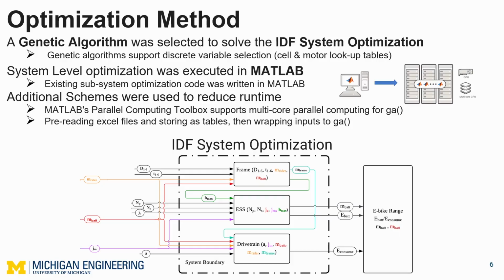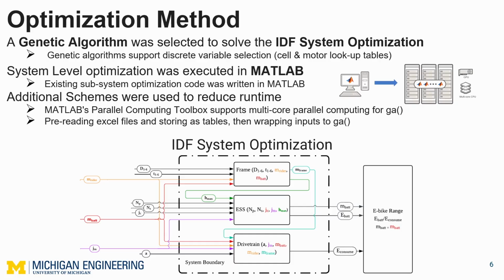A genetic algorithm was selected to solve our e-bike's IDF system optimization model. The primary rationale behind choosing a genetic algorithm was our use of two different sources of discrete data, lookup tables for both our motor and cell selection. MATLAB was our software of choice for this optimization, as all subsystem optimization up until this point had already been conducted in MATLAB, so integrating these models into a system-level model was more straightforward.